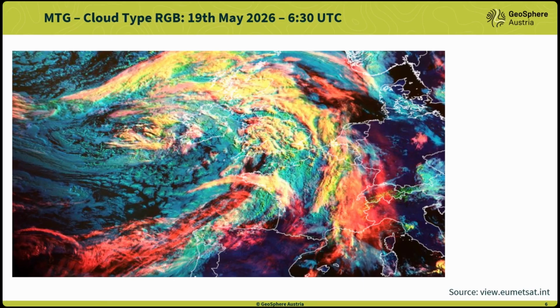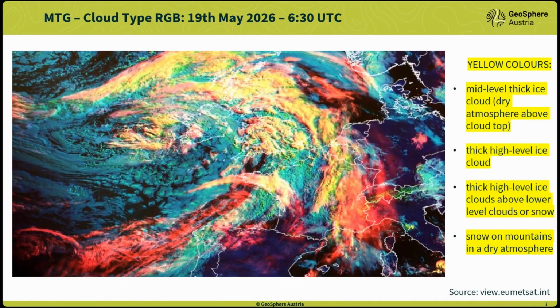So that's the tricky thing. When using this RGB, you always have to see the context. Because, for example, yellow colors can indicate many different kinds of clouds. It can either be a mid-level thick ice cloud if a dry atmosphere is above the cloud top. If the atmosphere above the cloud top is moist, then those clouds appear greenish. You can see it, for example, over here. There are some of these greenish clouds. Yellow can also indicate thick high-level ice clouds.